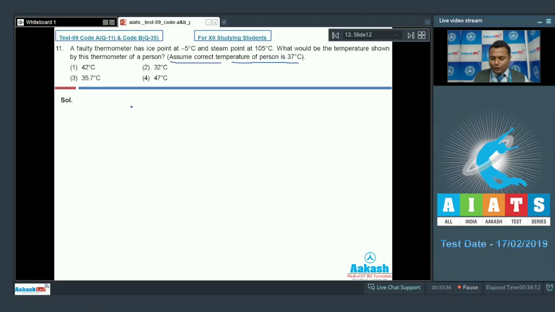Now, student, we know a very famous relation in thermometry: the current temperature minus the lower fixed point of any thermometer, divided by the upper fixed point minus the lower fixed point. This particular expression is always constant whatever thermometer you are using, whatever scale you are using. So this expression will be the same for the faulty thermometer, and the same for the correct thermometer also.